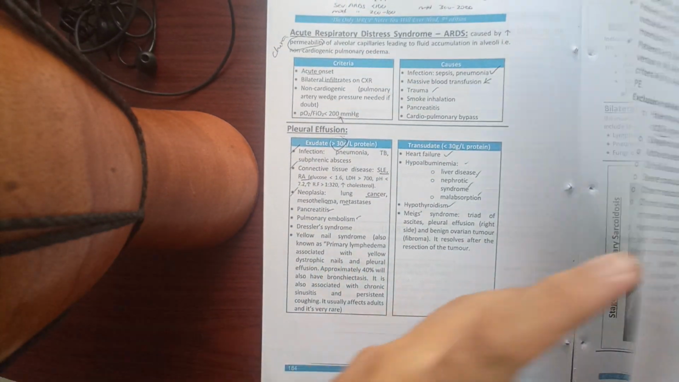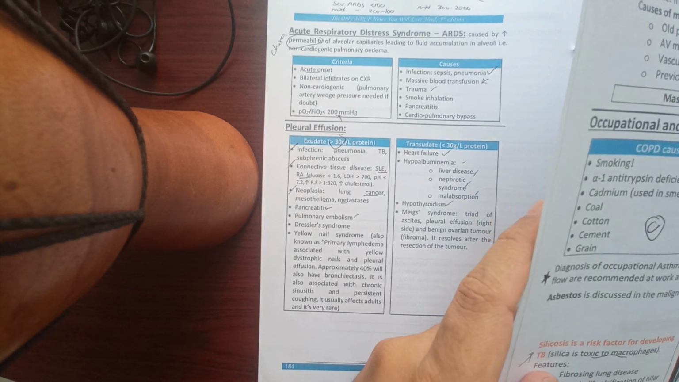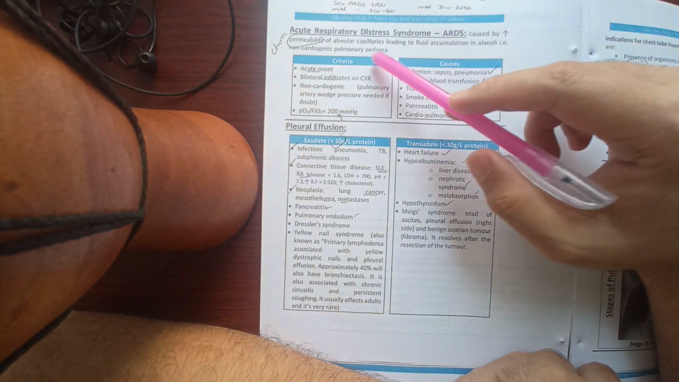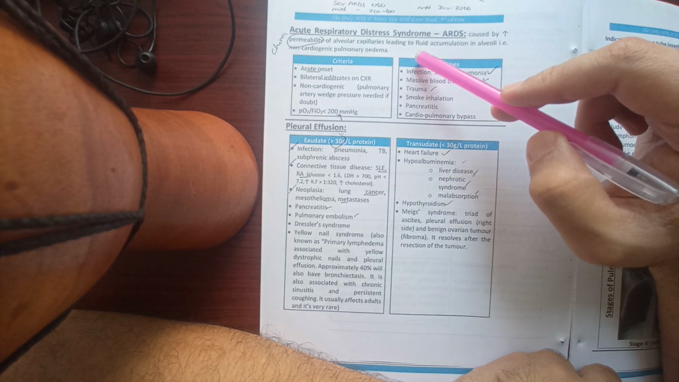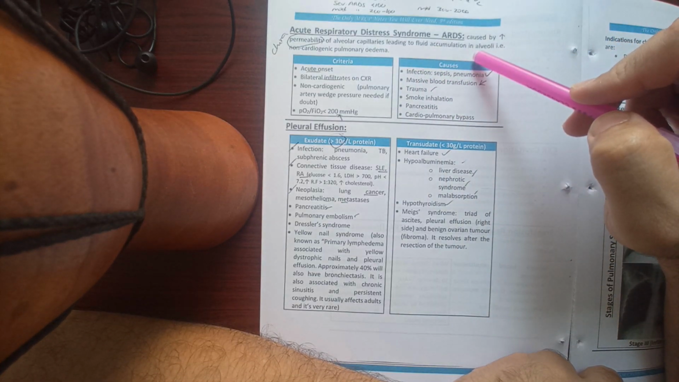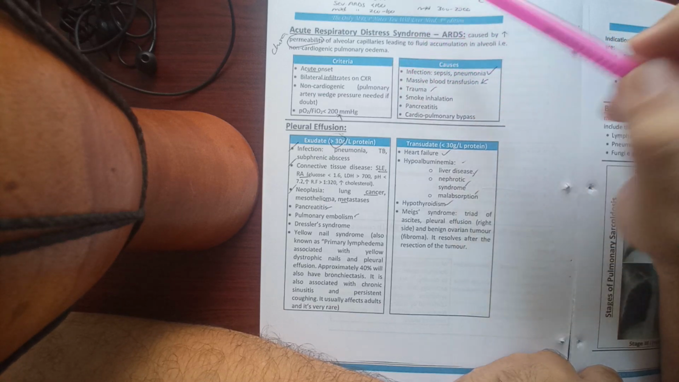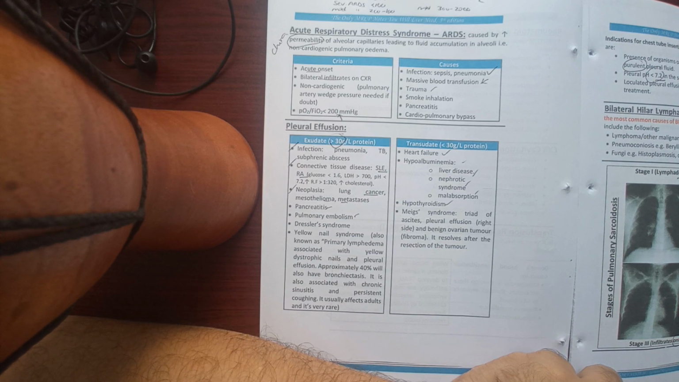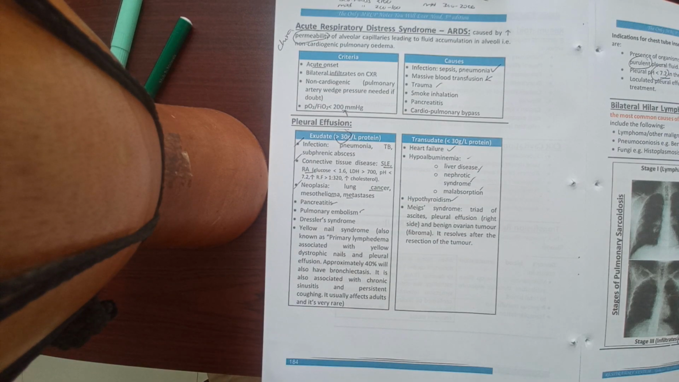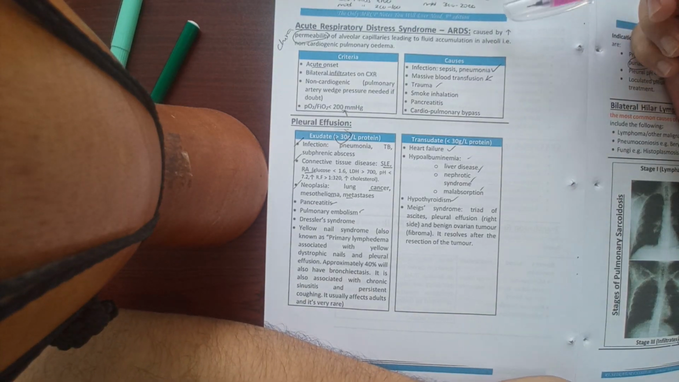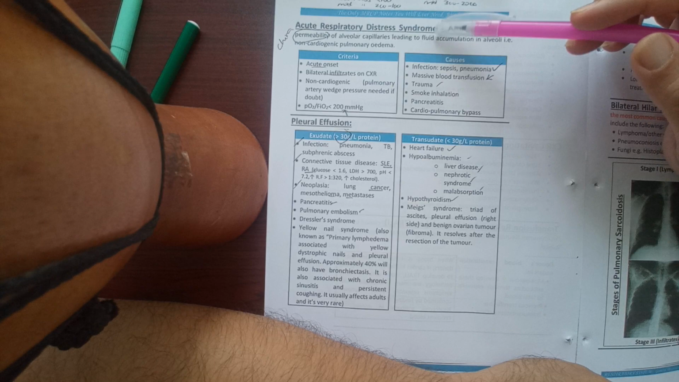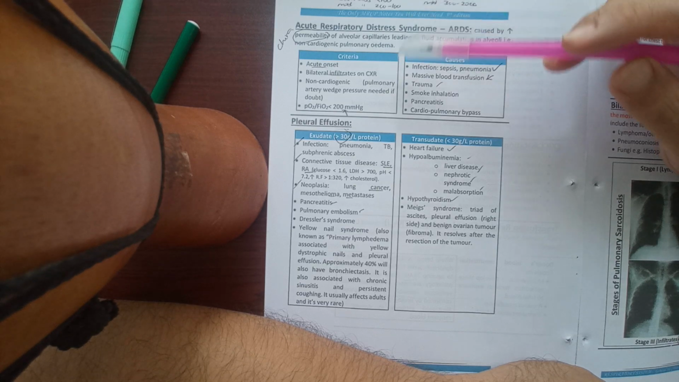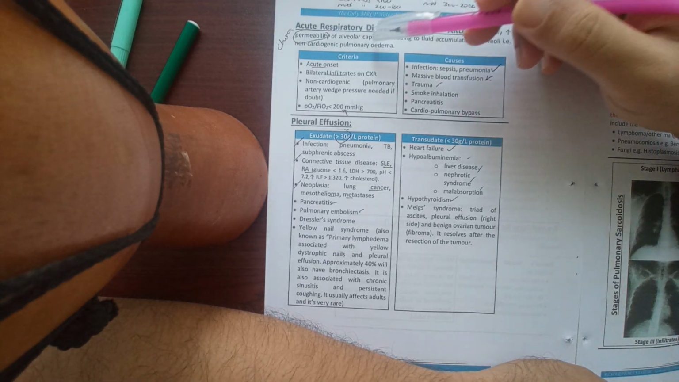Another important topic is ARDS. ARDS is caused by increased permeability of the alveolar capillaries, leading to fluid accumulation in the alveoli, like non-cardiogenic pulmonary edema. So the capillaries are more permeable, so fluid goes out.